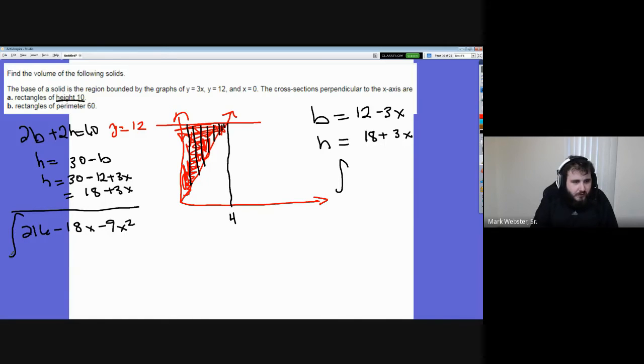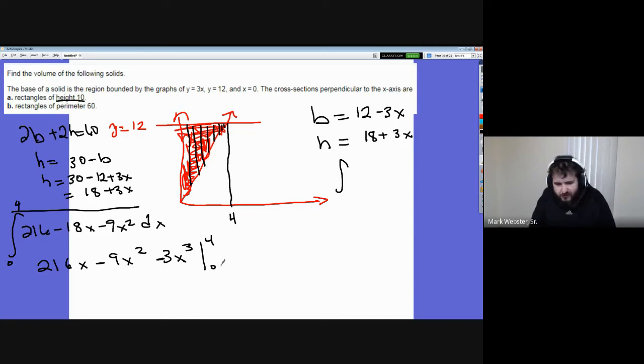Then we're going to integrate. And again, we're going from the same thing, 0 to 4. Well, let's do this now. We've got 216x minus 9x squared minus 3x cubed. And then from here, once again, we're going from 0 to 4. That is a real godsend, having that 0 down here, that gets plugged in and it goes away. So we just have to do the times 4.